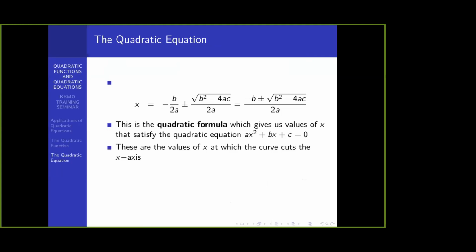These values of x are just the ones at which the curve cuts the x-axis.